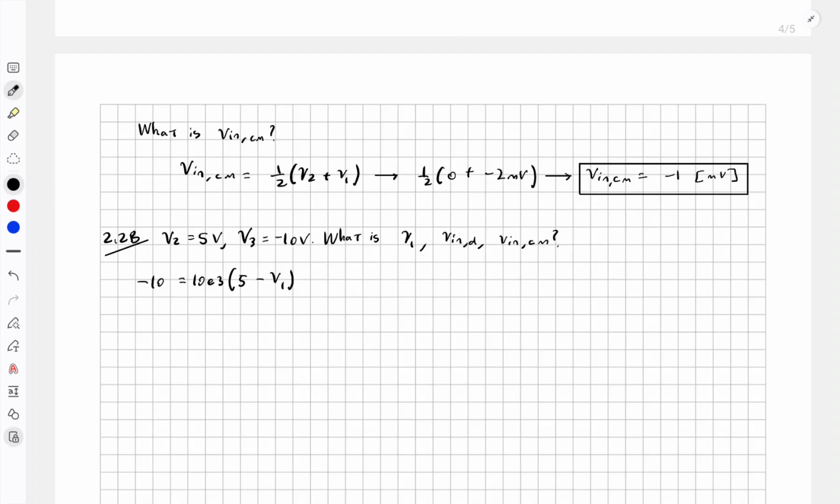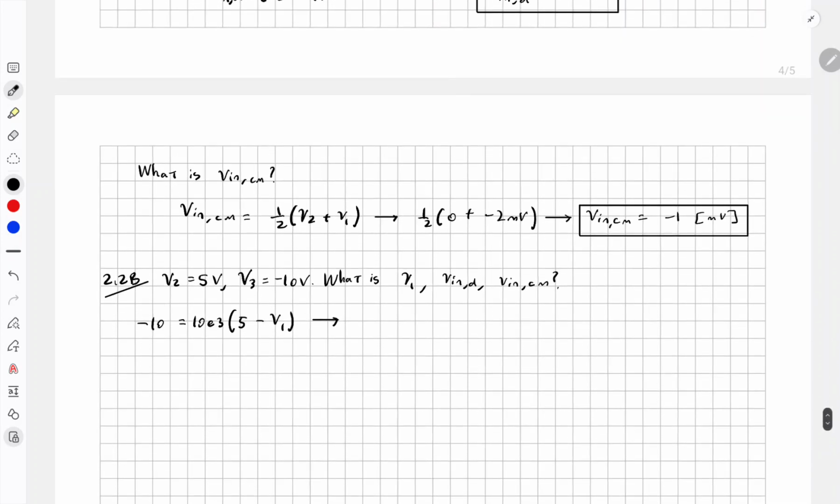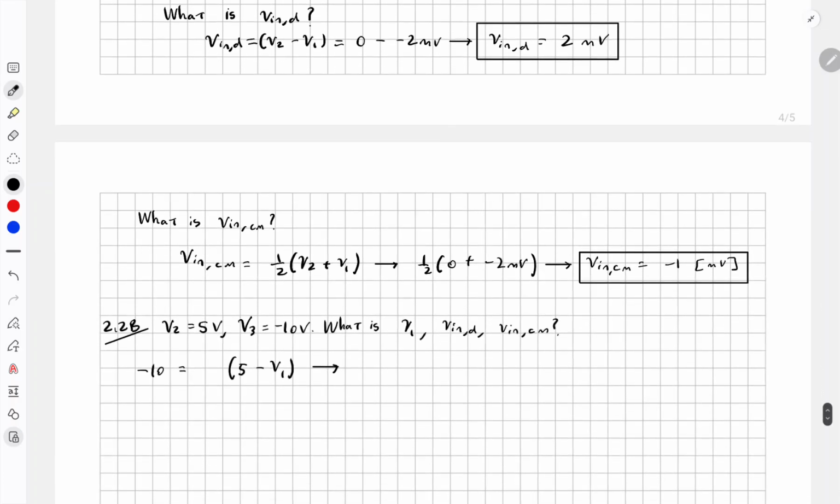Okay, so let's just do that. A is actually not 10,000. We're going to reuse A from before, it's 10 to the 3. I'm sorry. Yeah, okay, this is the one. We're using the same A from before. Okay, so we solve for V1.